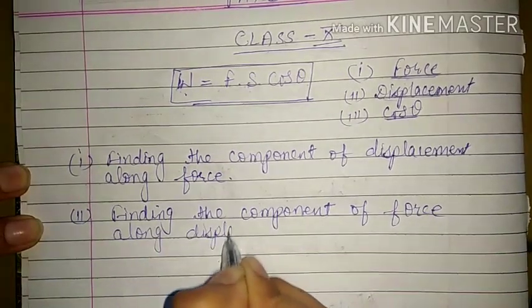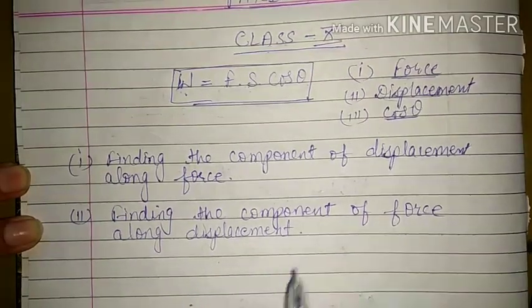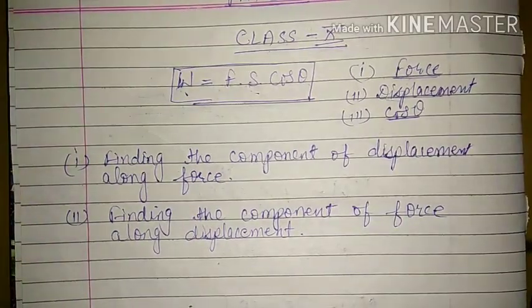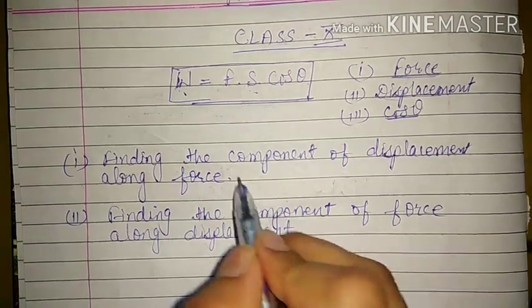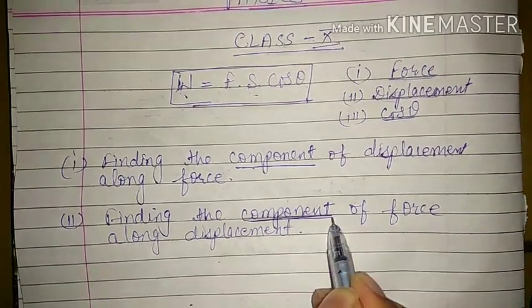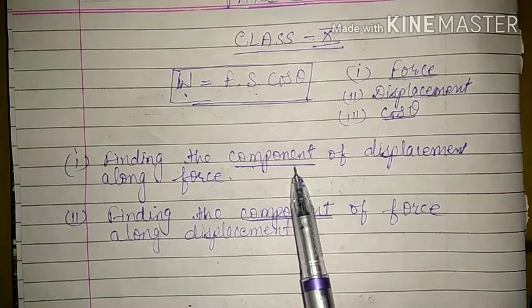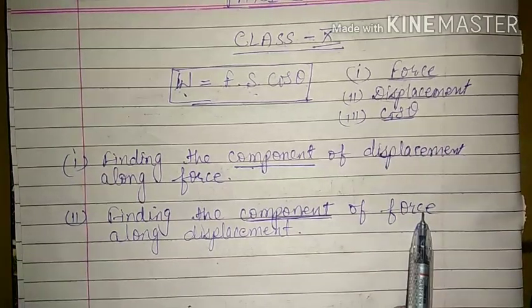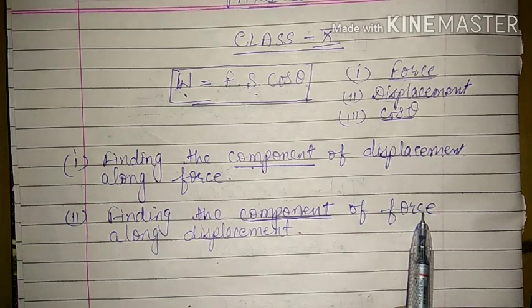Okay, you can apply any one method and you will get the formula, that is W is equal to F s cos theta. If it is not specified in the question, you can use any one, but if it is specified in the question, we have to use the same method only out of these two. Before starting the derivation, there is one word, that is the component. In both the methods, you will have to find out the component. In the first method, you will find the component of displacement, and in the second method, the component of force.